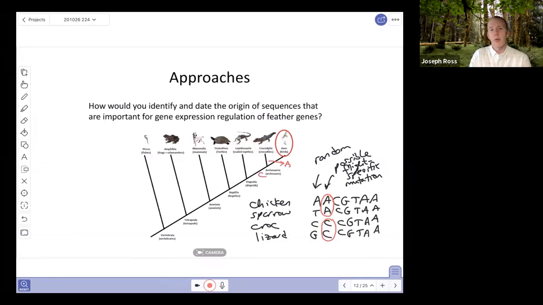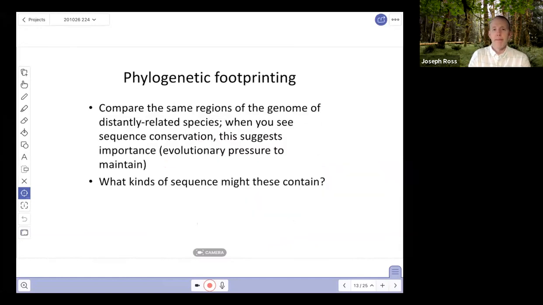So that's essentially how we would identify and get a date on the origin of these sequences. We'd look at more and more distantly related organisms and find out when we no longer saw that shared mutation. And that would tell us where in time the common ancestor where that mutation arose.